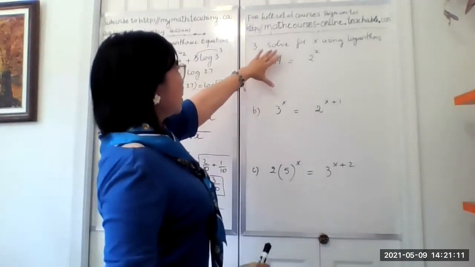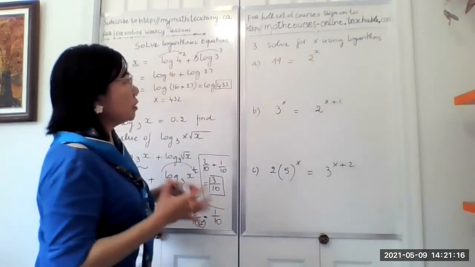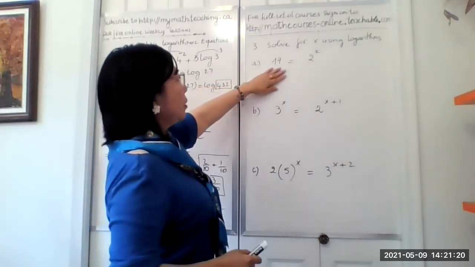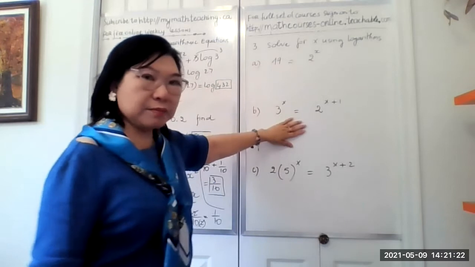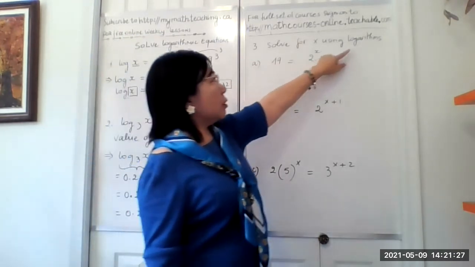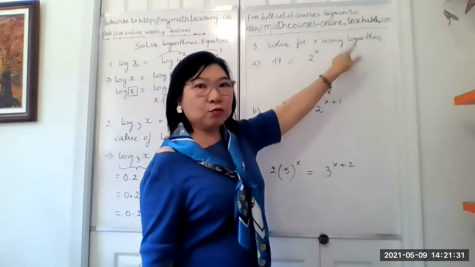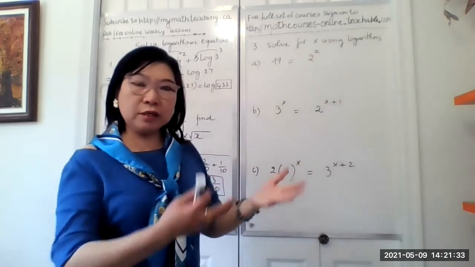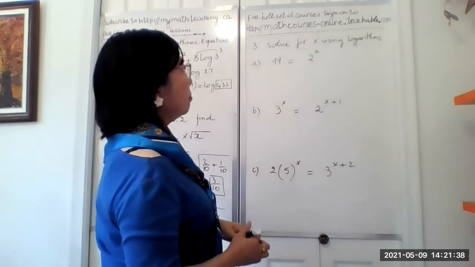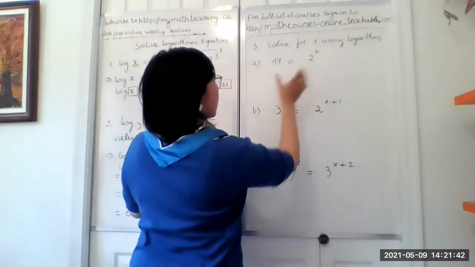Question 3 says solve for x using logarithms. Okay, this is a little bit new. Even though the question looks like an exponent, in exponent form, we have to use log form because that's what the question requires. So we're not going to use the exponent form to solve. We have to change into logarithms to solve. The way I change it, I'm going to take log both sides.